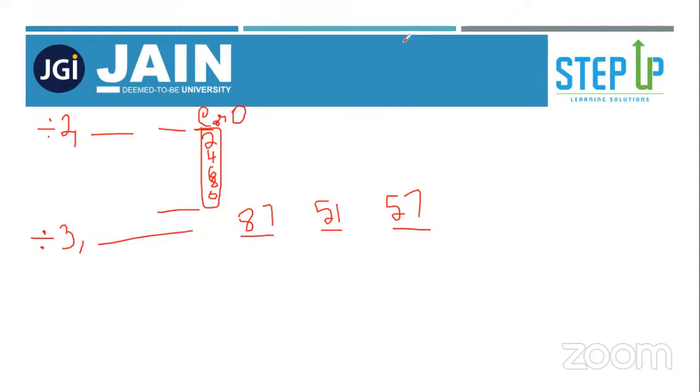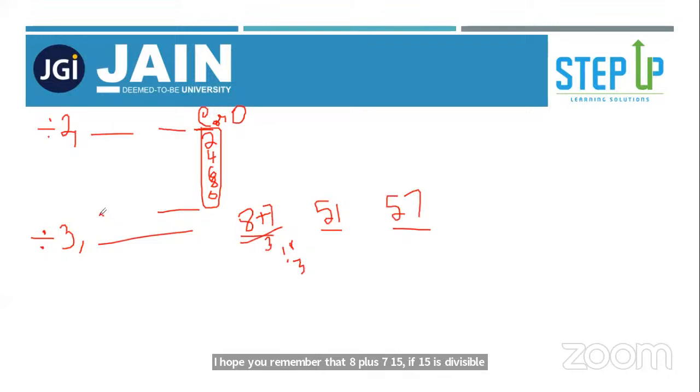Yes, the sum of the digits should be divisible by 3. I hope you remember that. 8 plus 7 is 15. If 15 is divisible by 3, then 87 is also divisible by 3. If the sum of the digits is divisible by 3, then the number is also divisible by 3. Are you clear with the rule of 3?